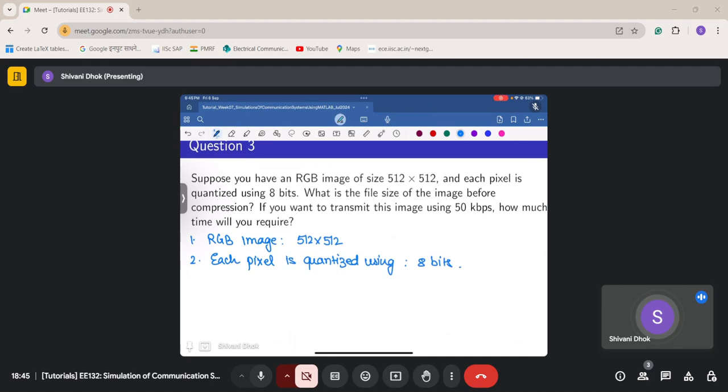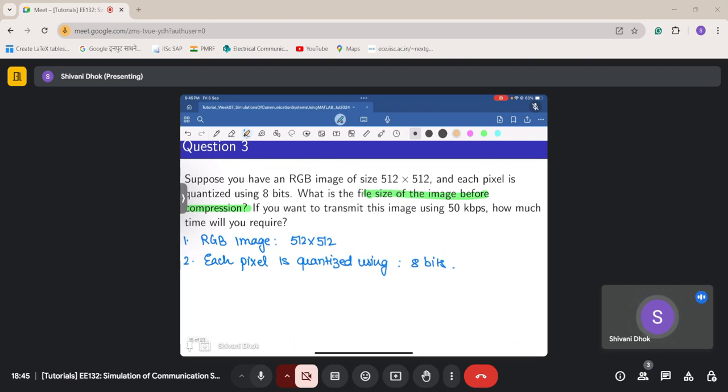So what we need to figure out is what is the file size of the image before compression, and another thing that we need to figure out is, if I want to transmit this image using 50 kbps, how much time we shall require.